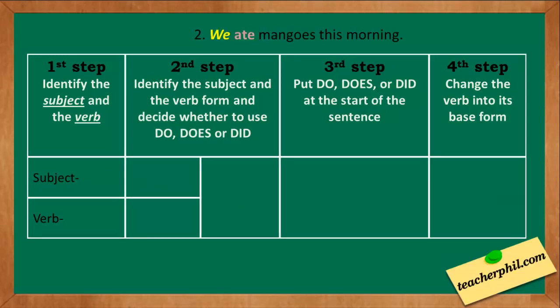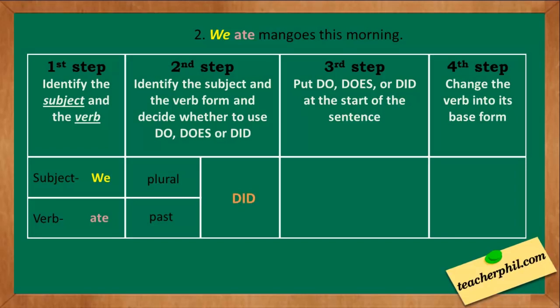The second example, we ate mangoes this morning. First step, identify the subject and the verb. The subject in this sentence is we. The verb is ate. The second step, identify the subject and the verb form and decide whether to use do, does, or did. The subject we in this sentence is plural, while the verb ate is in past form. Therefore, we should use did.